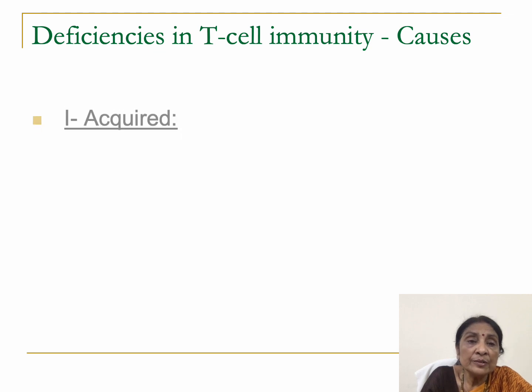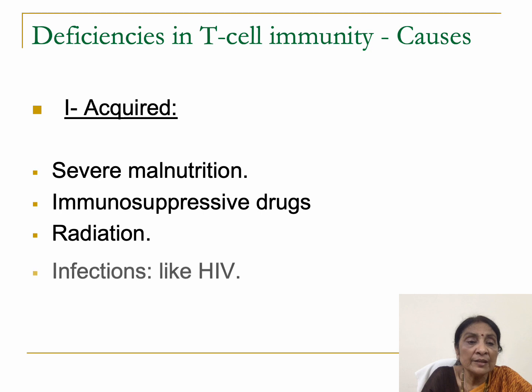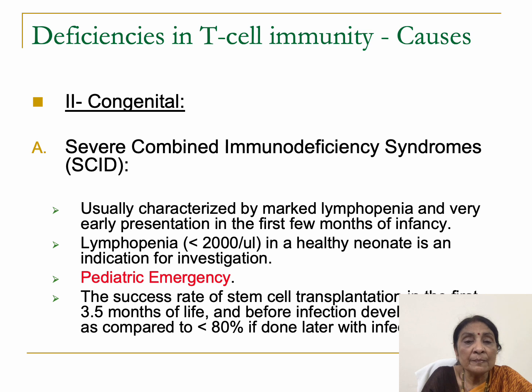Deficiencies in T cell immunity causes could be acquired, like severe malnutrition, immune suppressive drugs, radiation, HIV, or it could be congenital, as in cases of severe combined immune deficiency syndromes, usually characterized by marked lymphopenia and very early presentation in the first few months of infancy. Lymphopenia less than 2000 per microliter in a healthy neonate is an indication for further investigation.